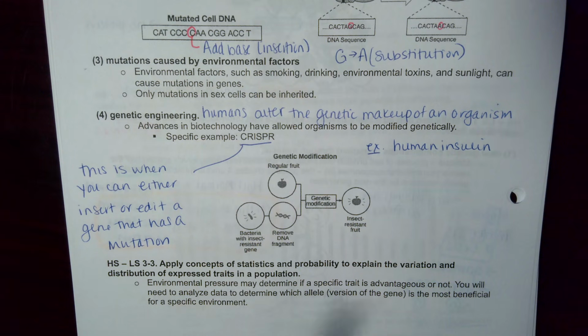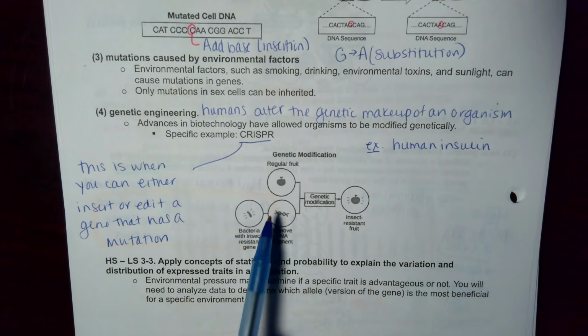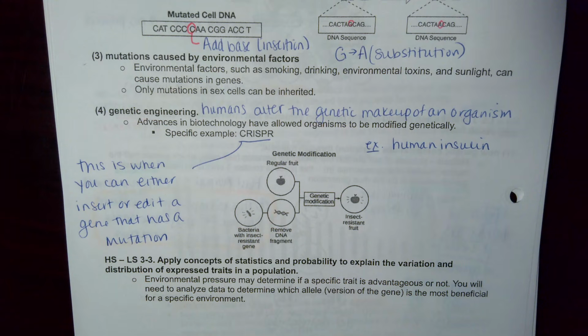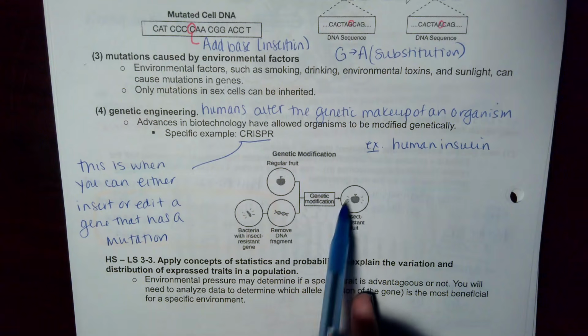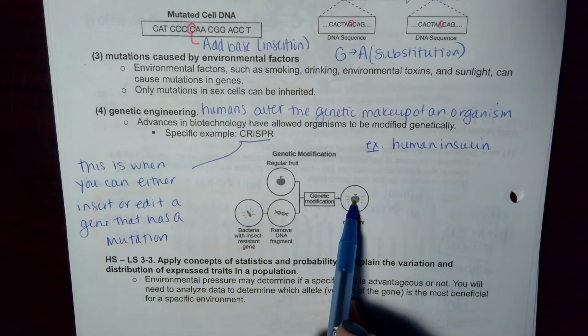Over here, this is showing you an example of they want to make insect-resistant fruit. Bacteria have a gene that kills the insects. They remove that gene from the bacteria, and then they insert it into, in this case, an apple, the apple's DNA. So they take some of the apple's DNA, they cut it, they insert the bacterial gene, and now this apple, when insects try to eat it, they will die.